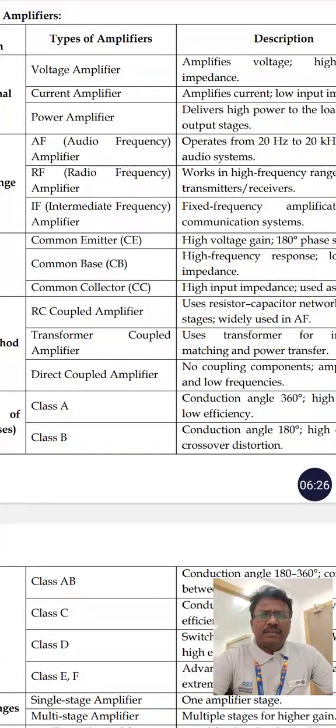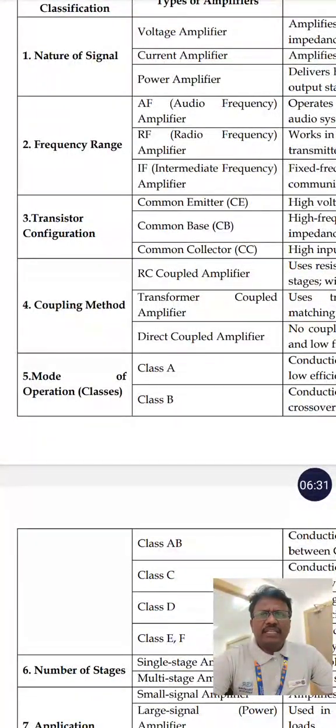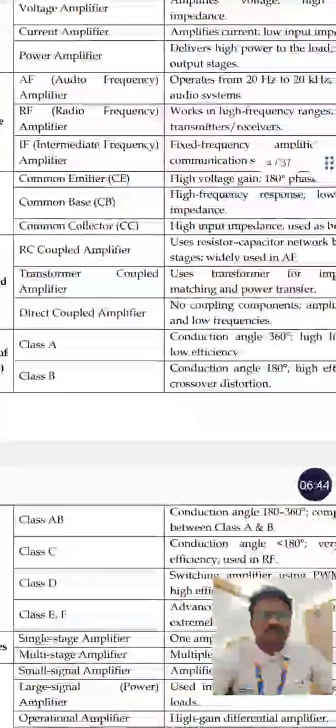So next, based on the transistor configuration, there are three terminals. We know that emitter, base, collector. Depending on which terminal is common, we obtain three configurations. First one is common emitter configuration.